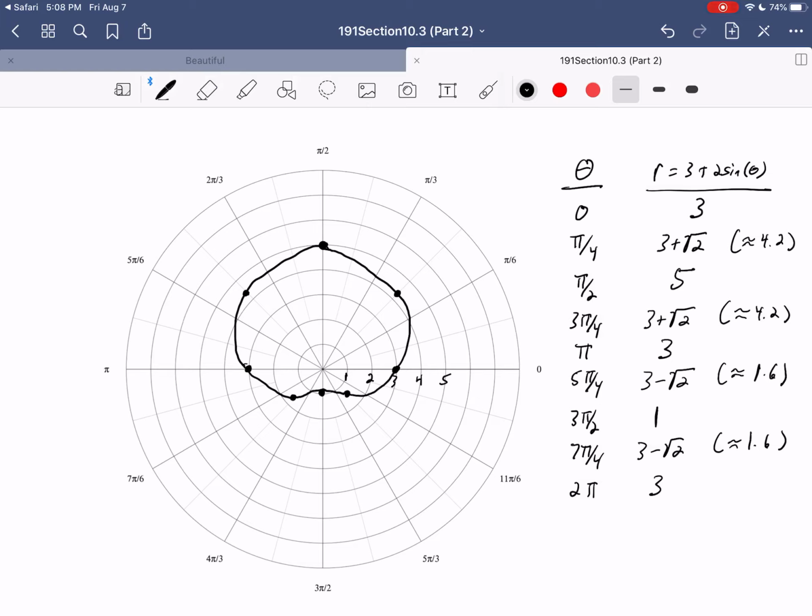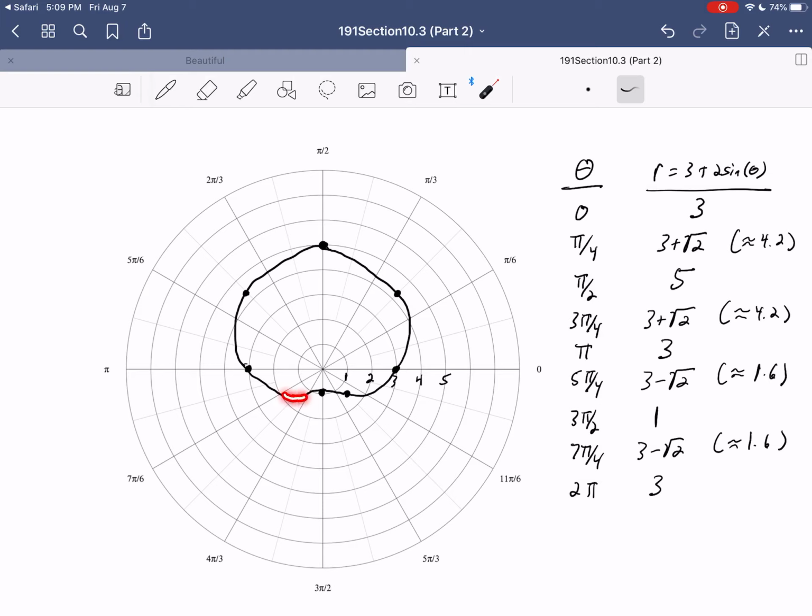There we go. So there's our graph for 3 plus 2 sine theta. Now you'll notice that when I drew it in here, I sort of made it go flat for a moment and then smooth back out. Until we get to 10.4, where we'll learn how to calculate the derivative of polar functions, we don't quite know exactly what should happen here.